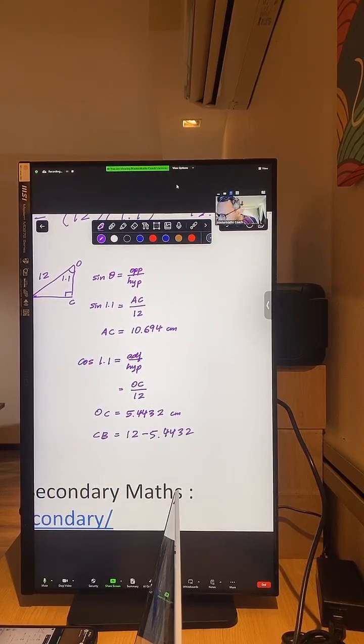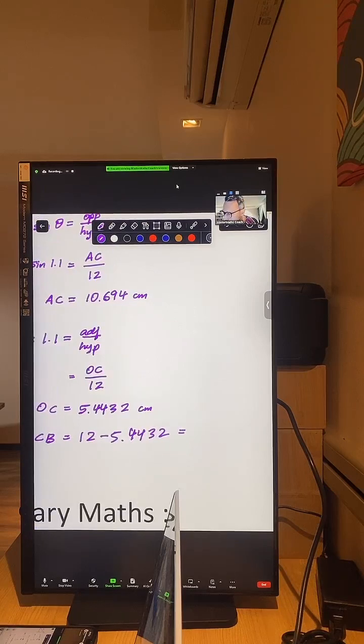Someone is asking, is this A-math plane geometry? No, this is not A-math. This is E-maths. We are doing arc length. Okay, so 12 minus 5.4432 will give me 6.5568.